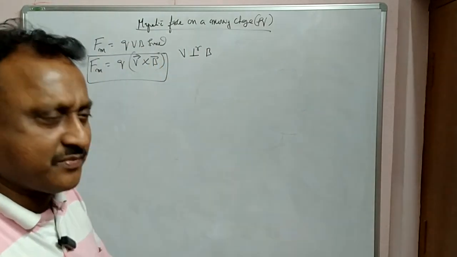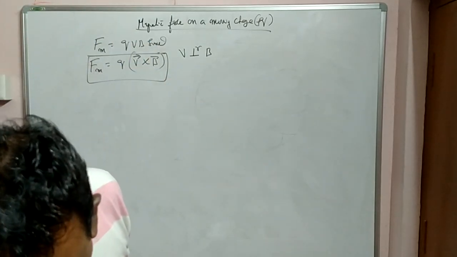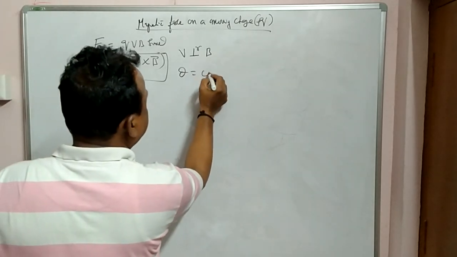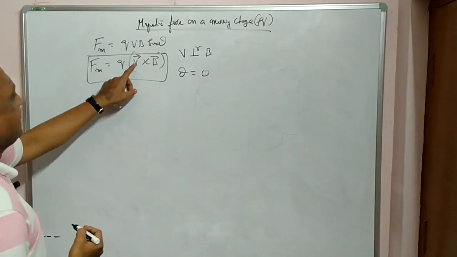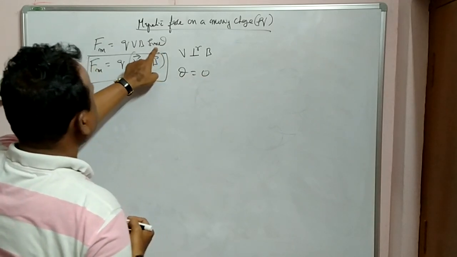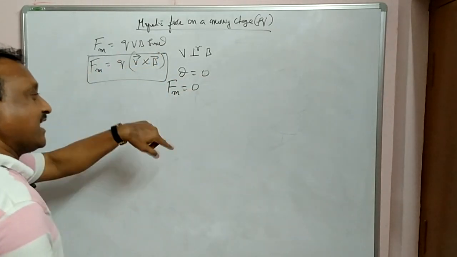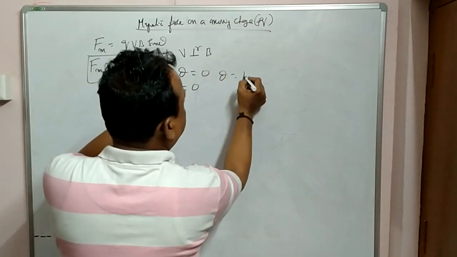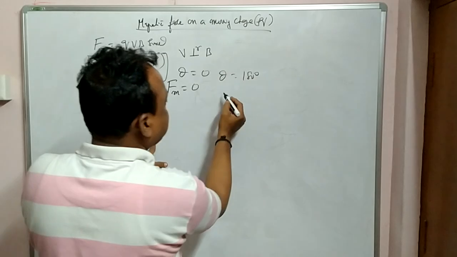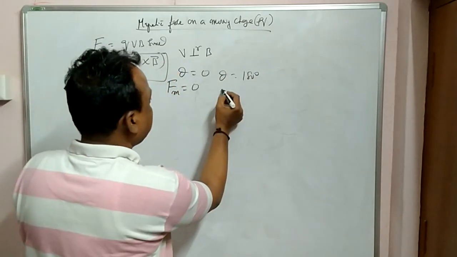Again, you can get the direction by using the right hand curl rule. You have to observe when this force is maximum and when it is minimum. As you know, if theta, the angle between V and B, is equal to 0, sin 0 is 0, so the magnetic force is equal to 0. In the same way, if theta is equal to 180 degrees, with V and B in opposite directions, then sin 180 is again 0.